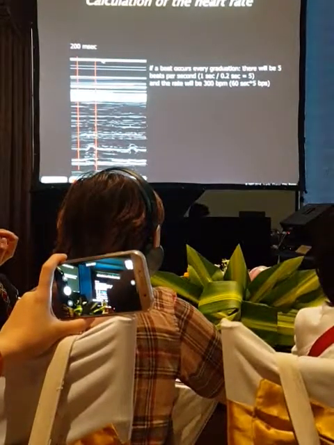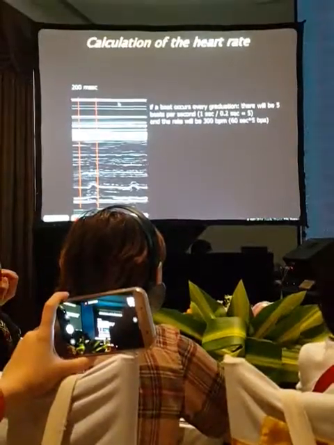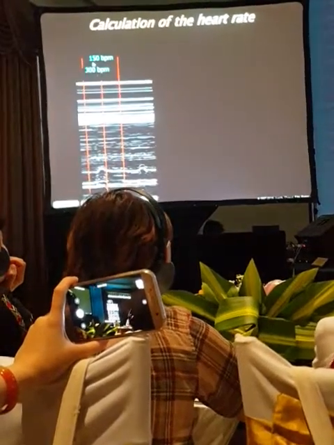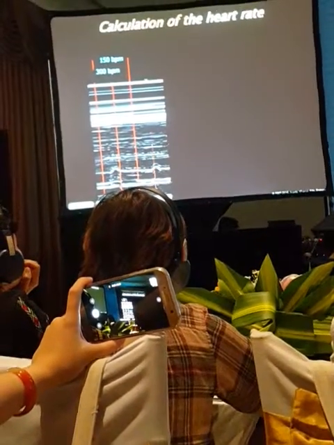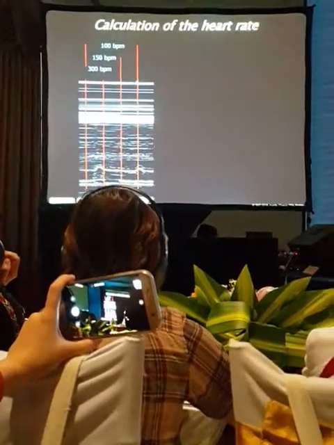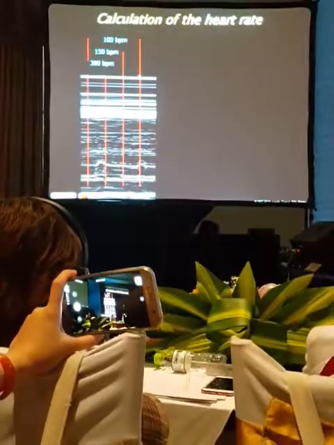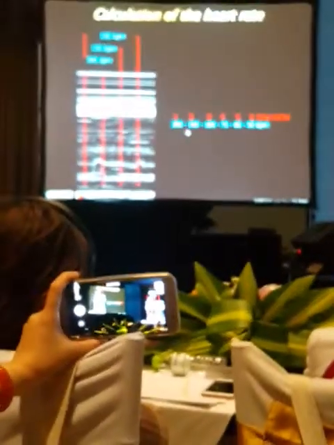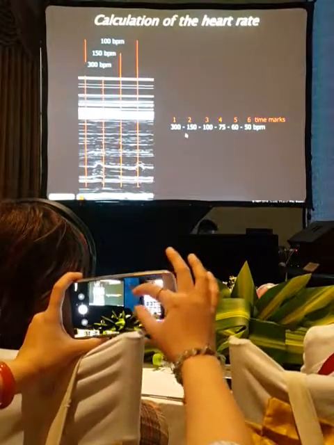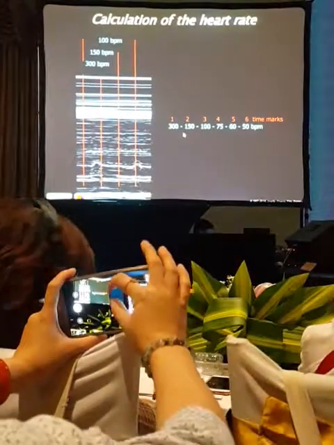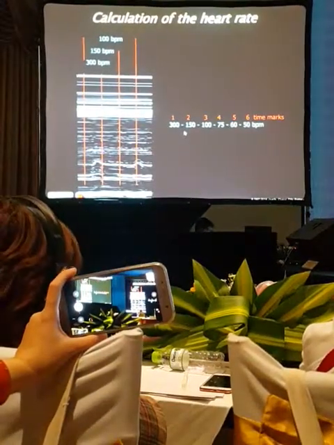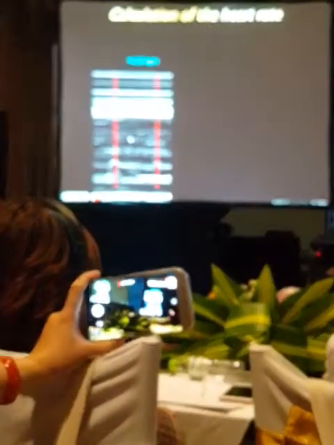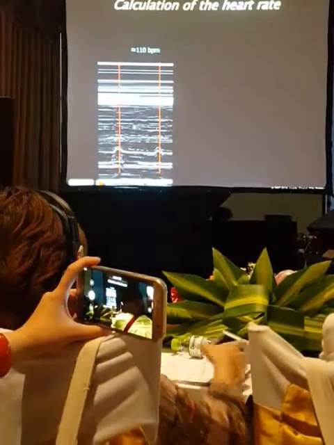So if the beat occurred every tick box, you would have a rate of 300 beats per minute. If the beat occurred every 2 tick marks, it'd be 150 beats per minute. If it occurred every 3 tick marks, it'd be 100 beats per minute. And I'm sure that when you were in internship, you remember the EKG rule of the lines: 300, 150, 100, 75, 60, 50 beats per minute. This is a little song that everyone has in their mind at some point. So this baby here is about 110 beats per minute, so just at the limit of bradycardia.